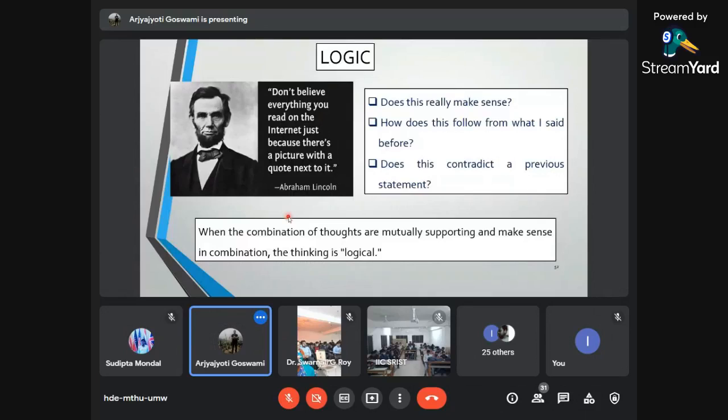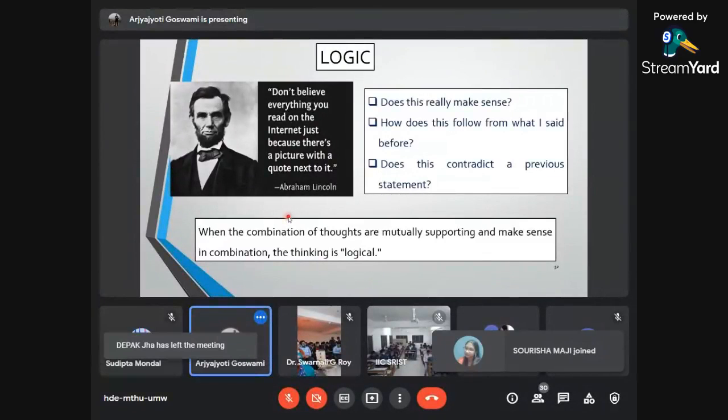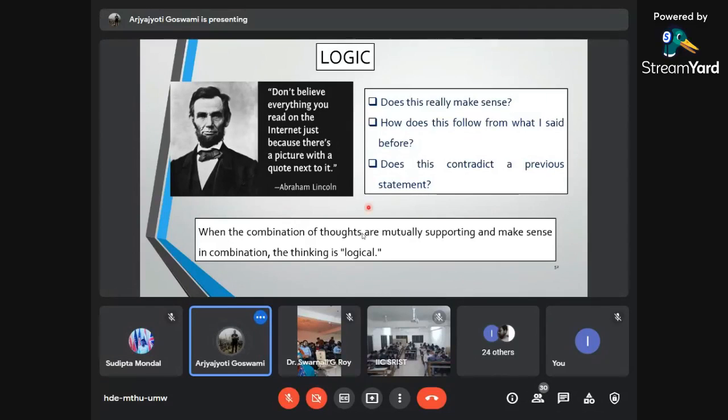The most important thing for critical thinking is logic. If someone says anything, it should make sense. For example, if Abraham Lincoln says, don't believe the internet. It is correct, it is clear, it is accurate, it has depth, it has relevance. But can Abraham Lincoln ever say it? Definitely no. The internet was not invented by the time Abraham Lincoln died. So just because this picture is next to a particular quotation does not mean that you should think that Abraham Lincoln said this. Okay. So you should apply your logic.